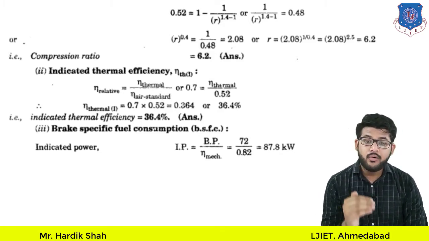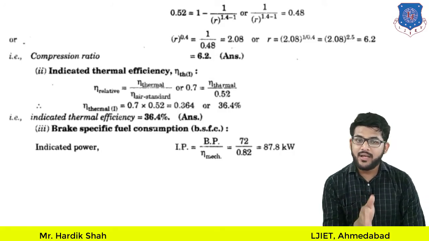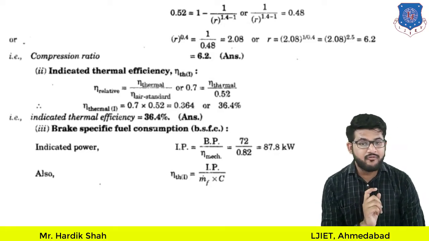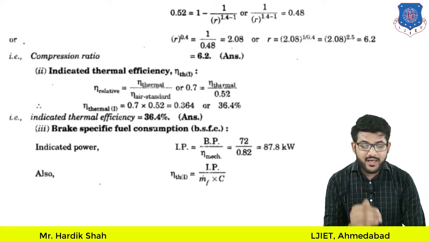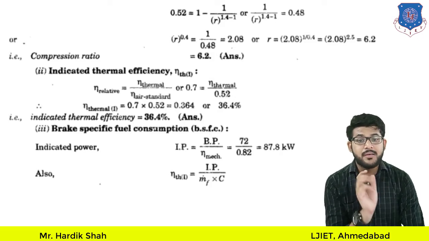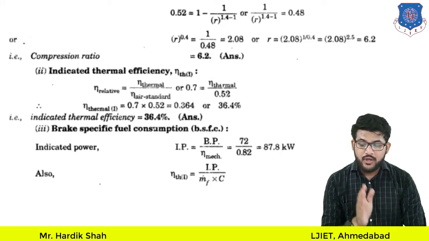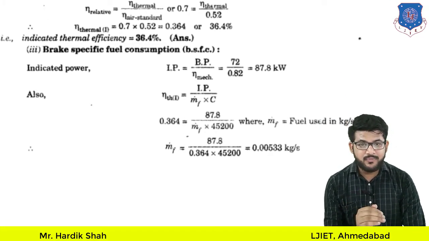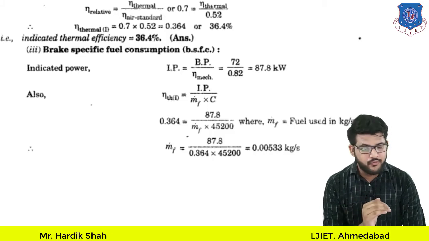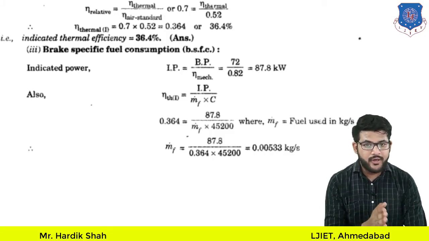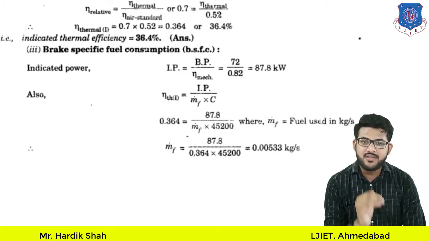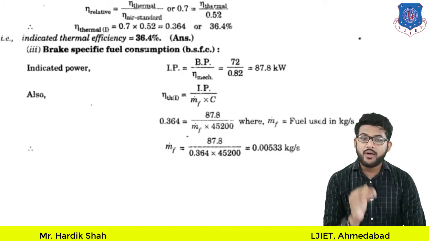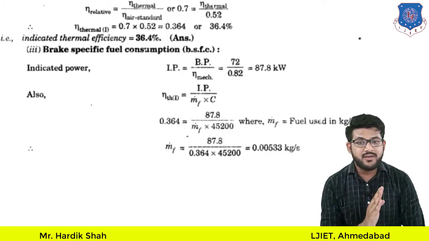Now also there is one more formula for the thermal efficiency, that is IP upon MF into CV. Okay, CV is the calorific value. So from that we can find the MF, that is called fuel consumption. Fine. So just put all the relevant values in the formula. Eta TH is given 36.4%, so it will be 0.364. IP is 87.8, that we have just found. Okay, it is not given, we have just found it. Thereafter MF, that we need to find. CV value is given, 45200.